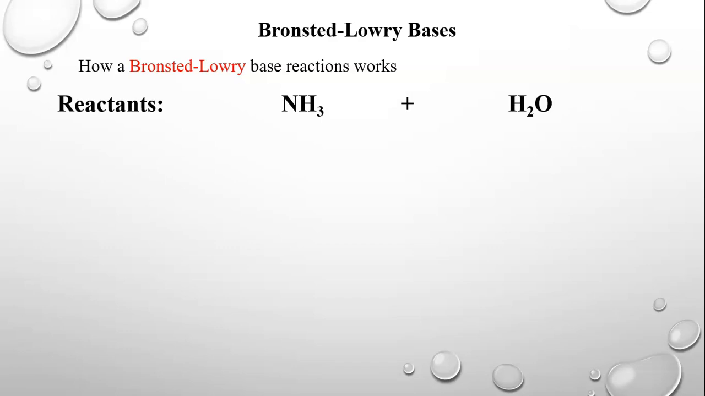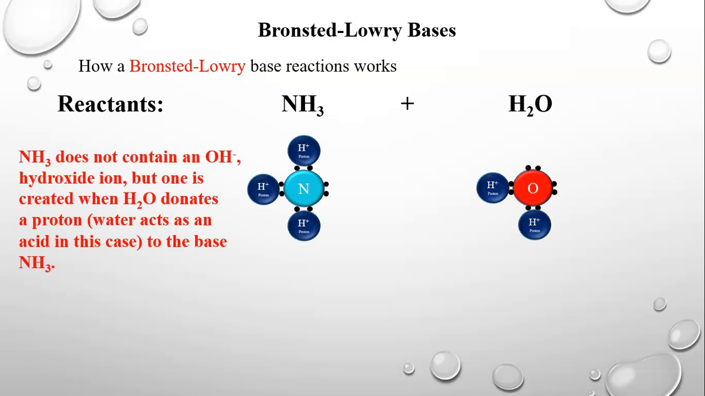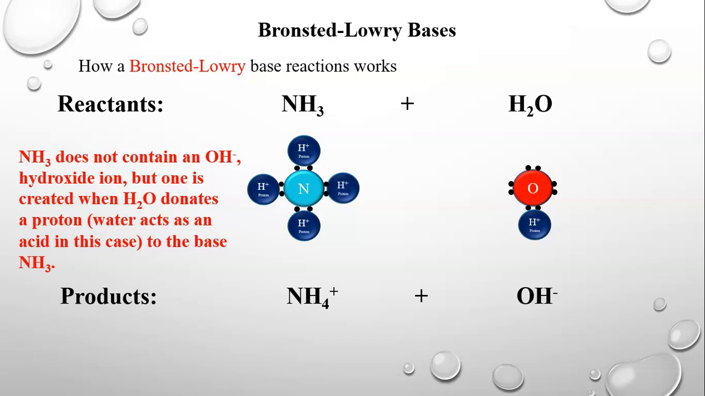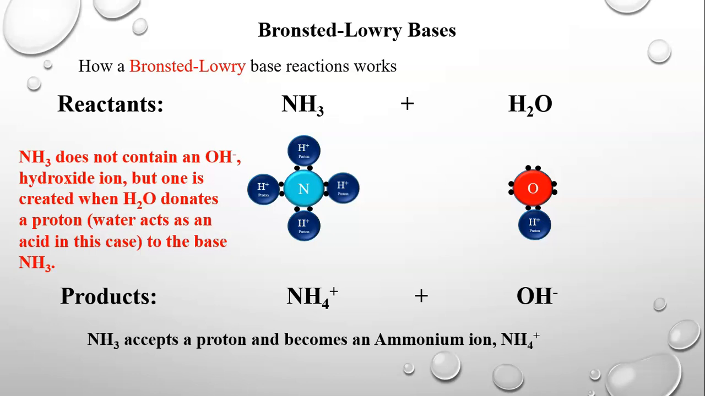So you have NH3 plus H2O, those are the reactants. NH3 does not contain an OH hydroxide ion, but one is created when H2O donates a proton. Water acts as an acid in this case because it's going to donate one of its protons to NH3, the base. So now the products are NH4 plus. You have 4 hydrogens there and one more proton than you have electrons. So that's an NH4 plus, and it leaves behind an OH minus. NH3 accepts a proton and becomes an ammonium ion. So NH4 plus is called an ammonium ion.